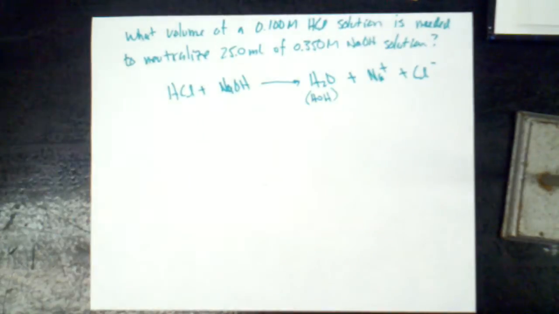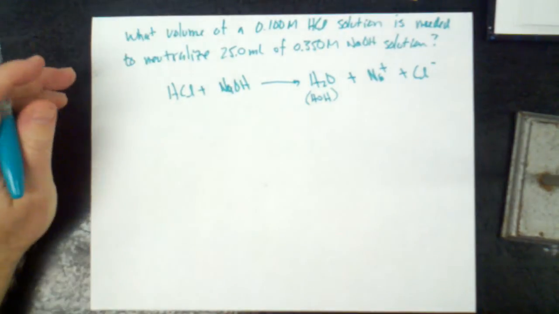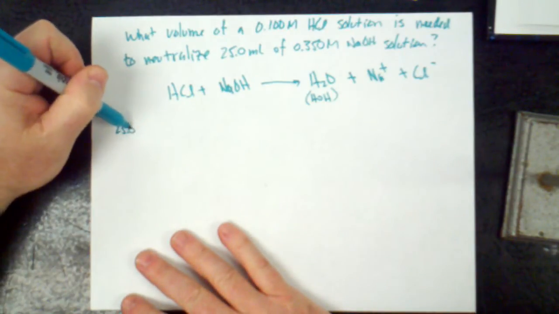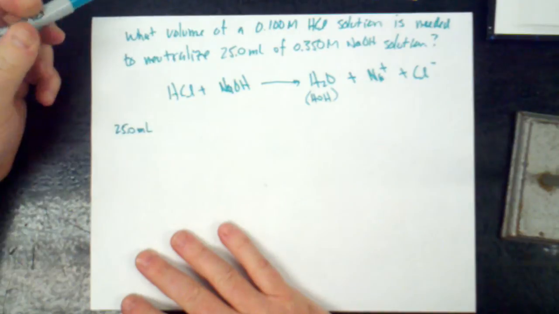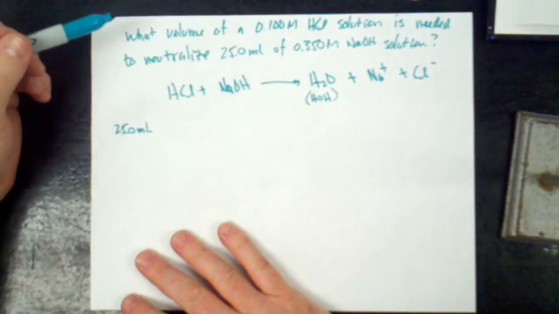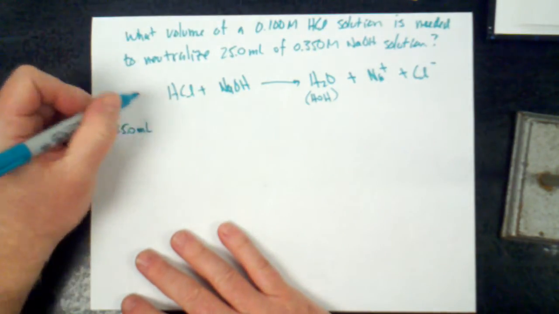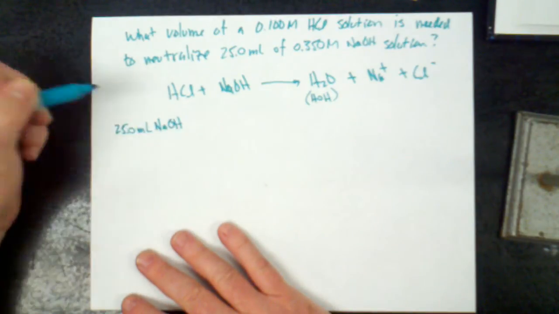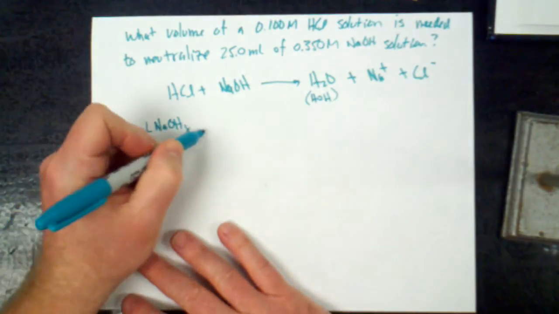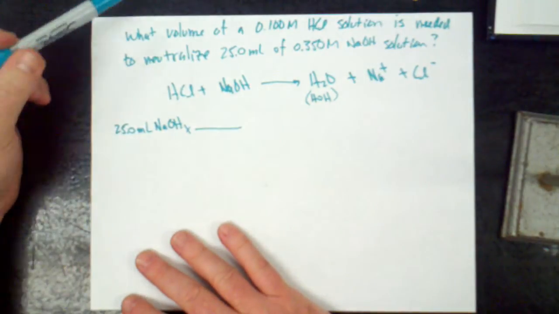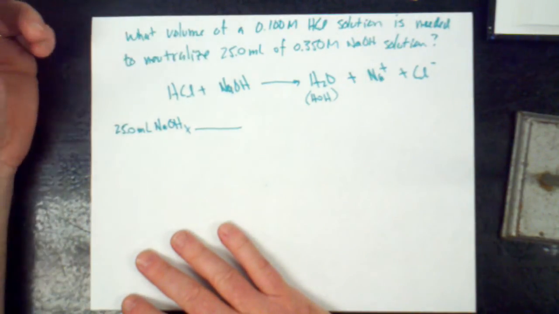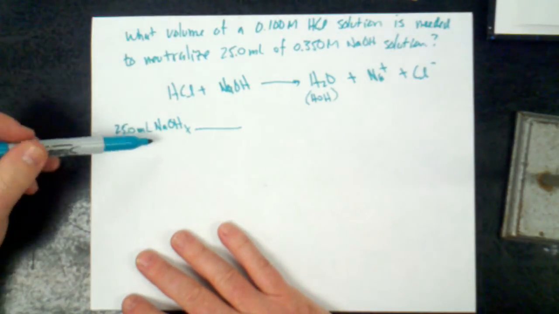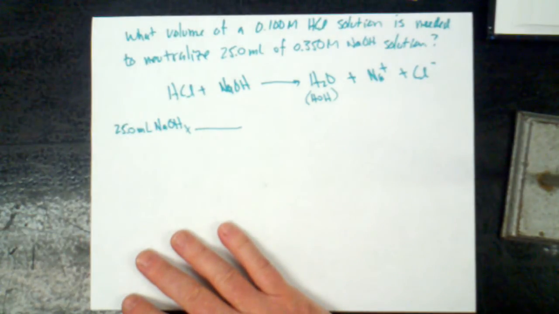So, in order to neutralize these, we have 25.0 milliliters of 0.35 molar sodium hydroxide. Make sure we indicate that these are milliliters of sodium hydroxide, because we need to make comparisons. We're doing some stoichiometry here. We need a mole-to-mole relationship, so we have to get these milliliters into moles.